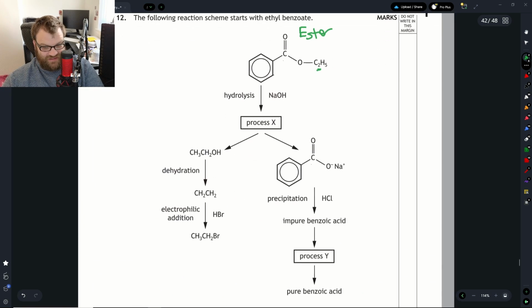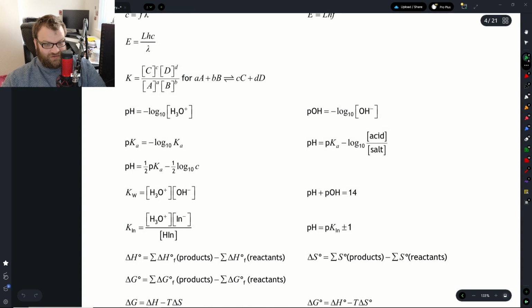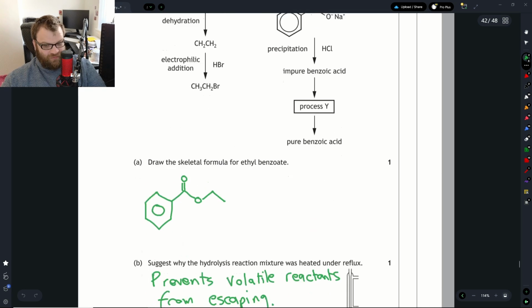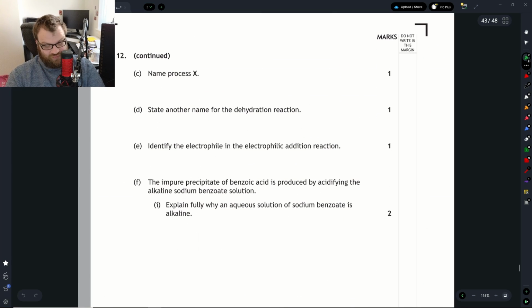Next up, part C, name process X. What is happening in process X? We are separating out ethanol, which is an alcohol, and our salt. We've got here sodium benzoate for that one. So we're separating off alcohol. Distillation will be a really good option for that. So you warm them up and then one of them will evaporate first. So there's ethanol, alcohol involved. We're separating off a liquid and we're keeping that liquid. So evaporation would just drive off the alcohol, which is not what we want to separate them. That's going to be distillation.